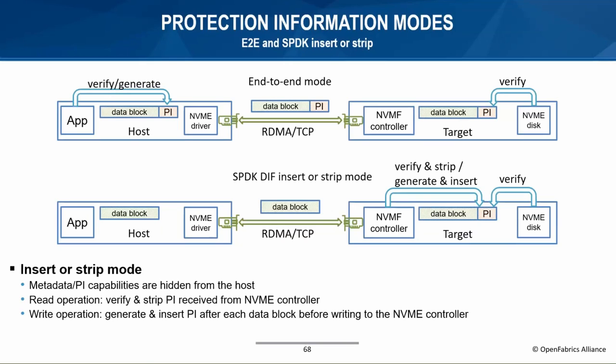In SPDK diff-insert-to-strip mode, metadata and protection information capabilities of the namespace are hidden from the host. It sends or receives data blocks without metadata. In a write operation, when the SPDK transport layer receives a data buffer from the host, it generates and inserts protection information for each data block before writing data to the disk. In case of a read operation, the SPDK transport layer verifies protection information, strips it, and sends data blocks to the application. This mode is supported by TCP and RDMA transports.